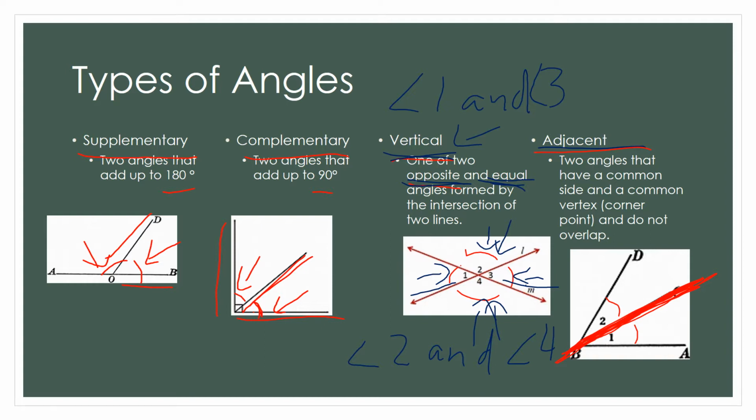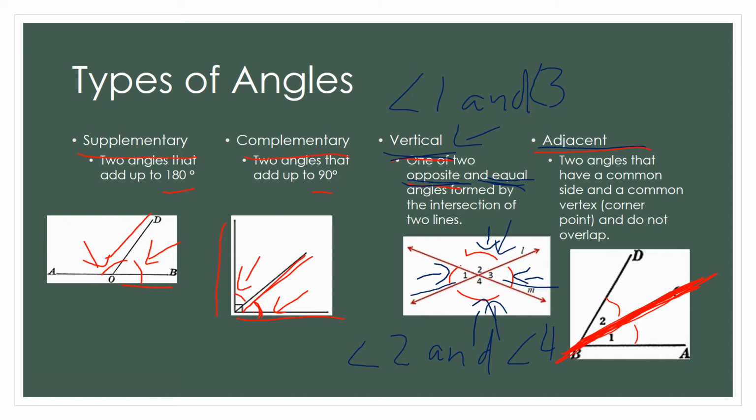Vertical angles. They're one of two opposite and equal angles formed by the intersection of two lines. So we have an angle 1 here, angle 2 here, angle 3 here, angle 4 here. For them to be vertical, they have to be opposite. So the opposite of angle 1 is angle 3. The opposite of angle 2 is angle 4.